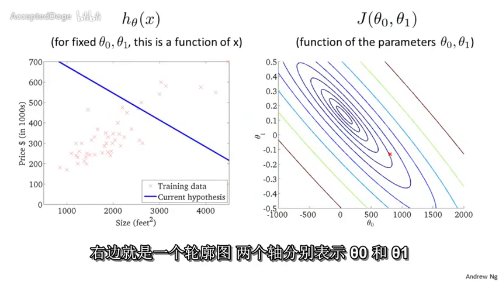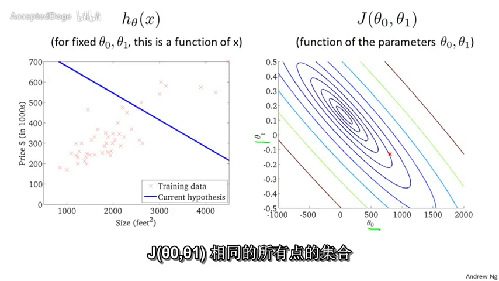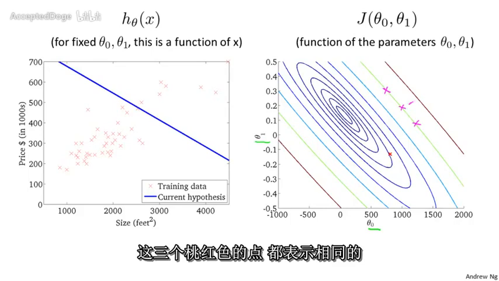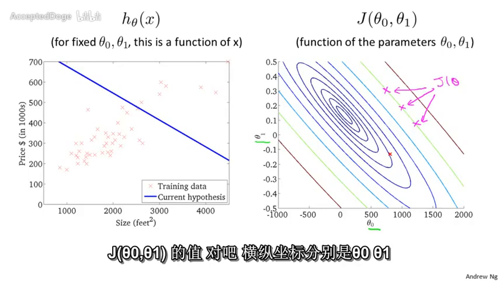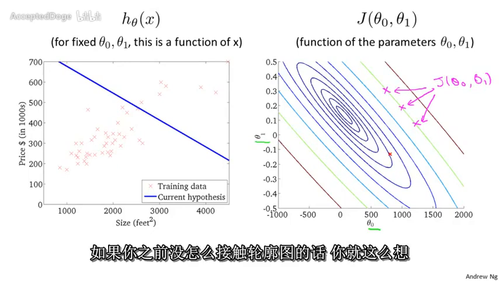So here's an example of a contour figure shown on the right, where the axes are theta 0 and theta 1. What each of these ovals, each of these ellipses, shows is a set of points that takes on the same value for J of theta 0, theta 1. Concretely, for example, let's take that point and that point and that point. All three of these points that I just drew in magenta have the same value for J of theta 0, theta 1. This is a theta 0, theta 1 axis, but those three have the same value for J of theta 0, theta 1.